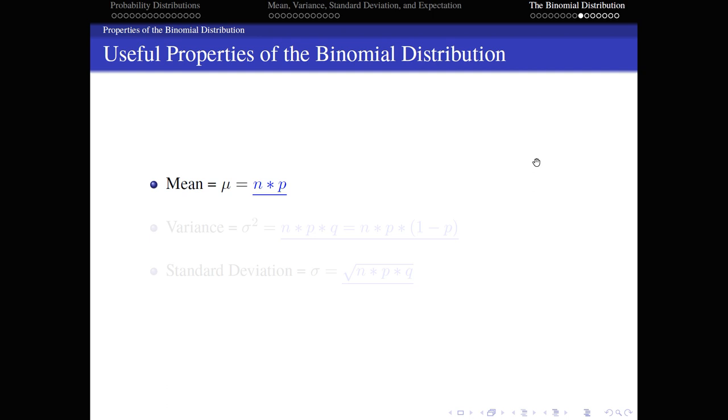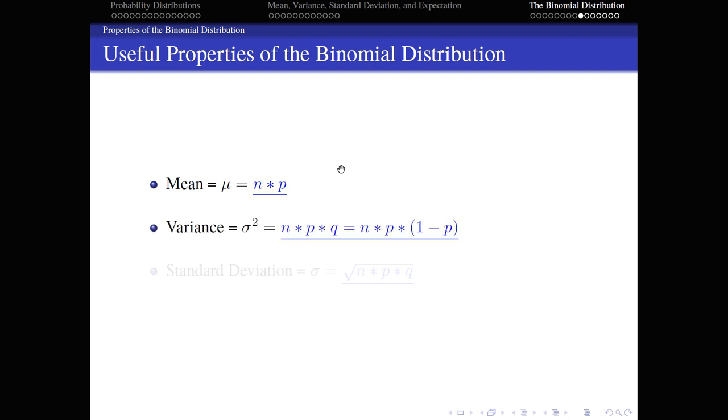To find the mean of a binomial distribution, instead of doing that whole sum of x times the probability of x thing, I can just look at the number of trials multiplied by the probability of success on each trial. That's it. N times p, and that gives you mu, that mean.